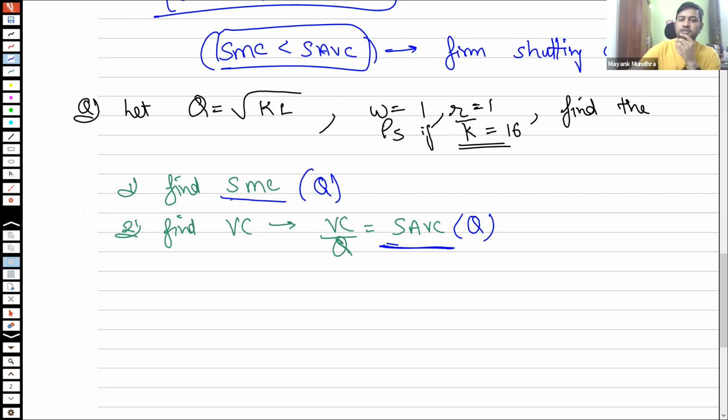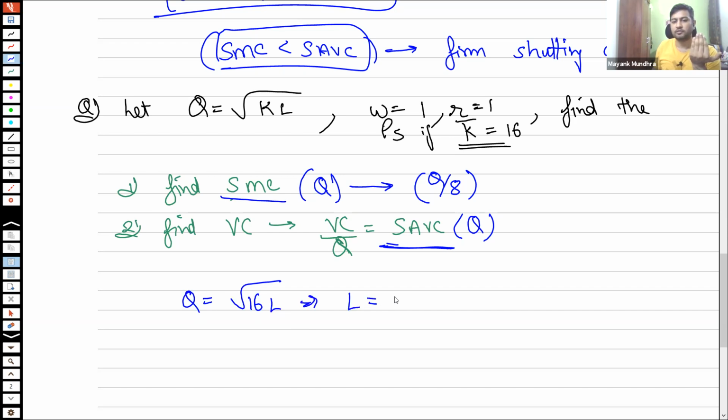Do we have the short-run marginal cost curve? Sir, is it Q by 8? Q by 8. Okay. Any other answers? So first you have to find the cost function. If you want to produce any quantity Q, so Q must be equal to under root 16 into L, which implies the amount of labor you need to hire is Q square by 16. So this is the amount of labor you would hire.